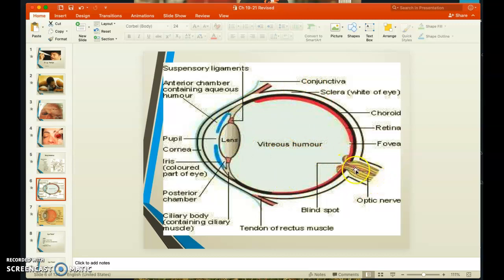The optic nerve is going to connect to the brainstem. That's what transmits the signals. And then we have the choroid plexus, which is the blood vessel network. The retina is on the back. We'll talk about that in a bit.